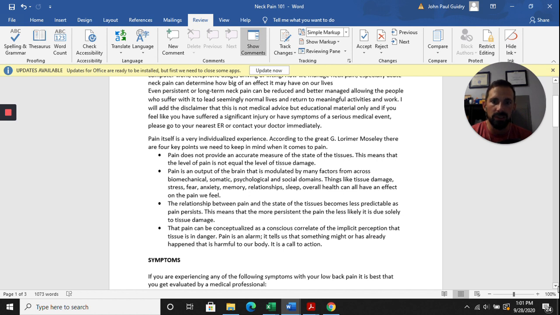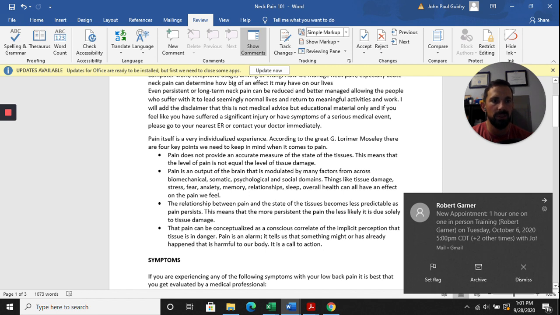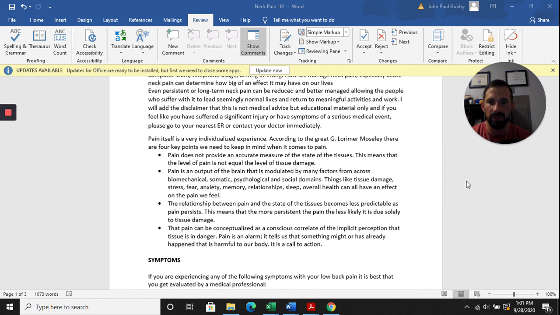The relationship between pain and the state of the tissues becomes less predictable as pain persists. So what this means is the more chronic, the more persistent the pain is in nature, the less likely it is due solely to tissue damage. So there's probably a lot more factors involved. The more acute it is, the more likely it is to be due to some kind of tissue strain, potential damage, irritation, inflammation, things like that.